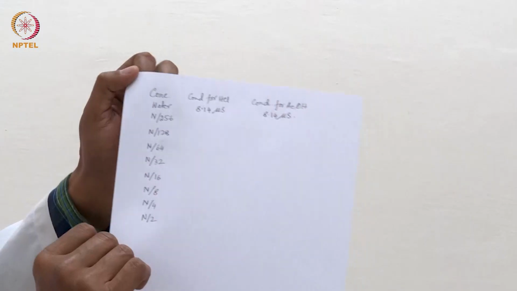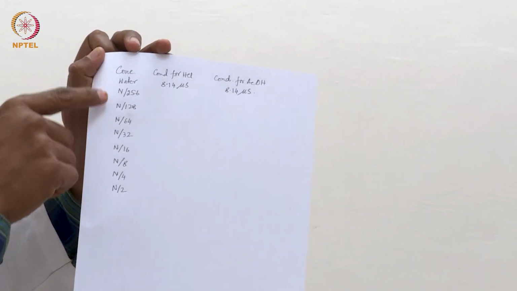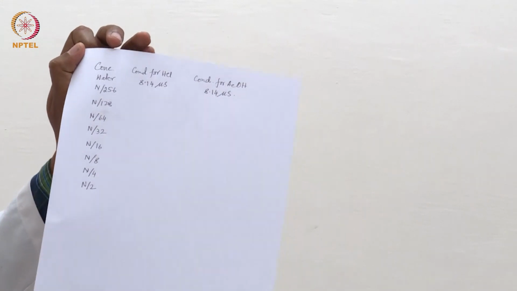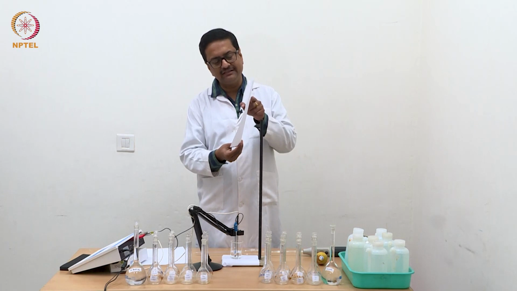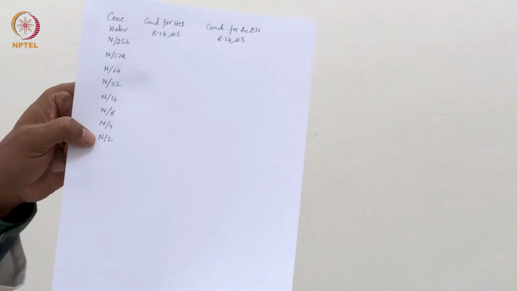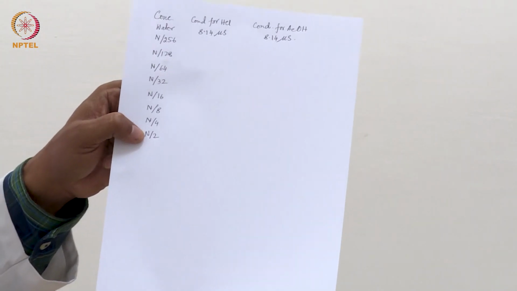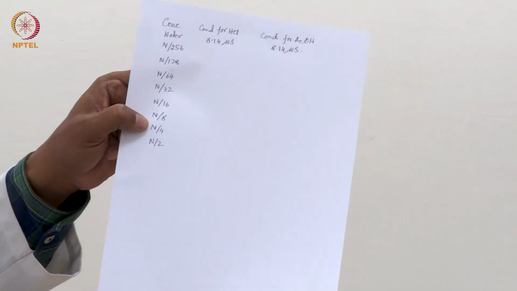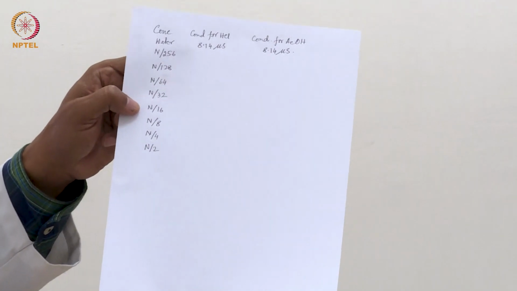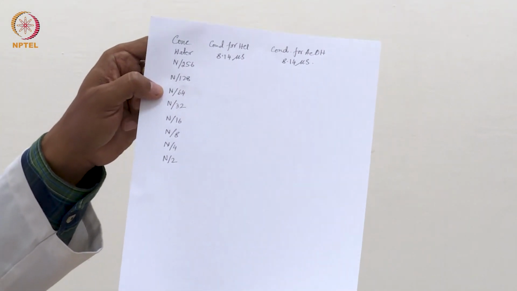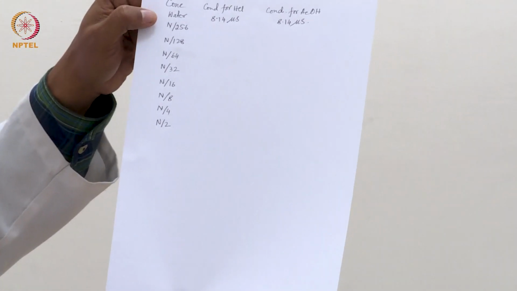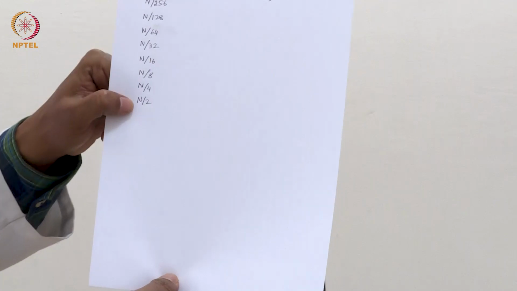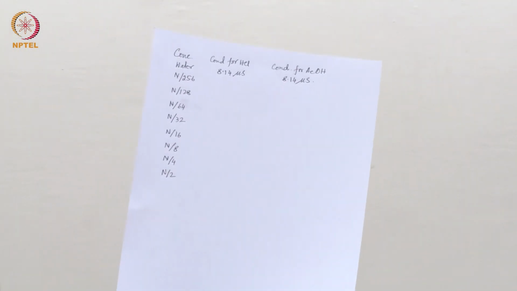We are now going to prepare these dilute solutions from one normal solution. When we have one normal acetic acid, we can dilute it to half, then it will become N by 2. Then that N by 2 solution will be again diluted to half, which will become N by 4, then N by 8, N by 16, 32, 64, 128 and 256. So the topmost solution is most dilute and the bottommost solution is most concentrated.